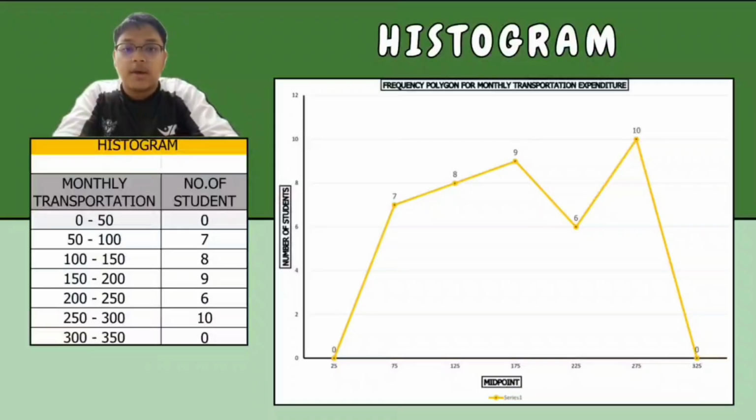First, the right side, 250 to 300 ringgit, has the highest bar, 10 students, pulling the tail toward the left. The gradual decline from 150 to 200 ringgit, 9 students, to 50 to 100 ringgit, 7 students, confirms fewer students spend less. These align perfectly with our skewness value of negative 1.29 and explain why the mean 180 ringgit is less than the mode 275 ringgit. Like the bar chart, we see no data in the 0 to 50 ringgit or 300 to 350 ringgit range.